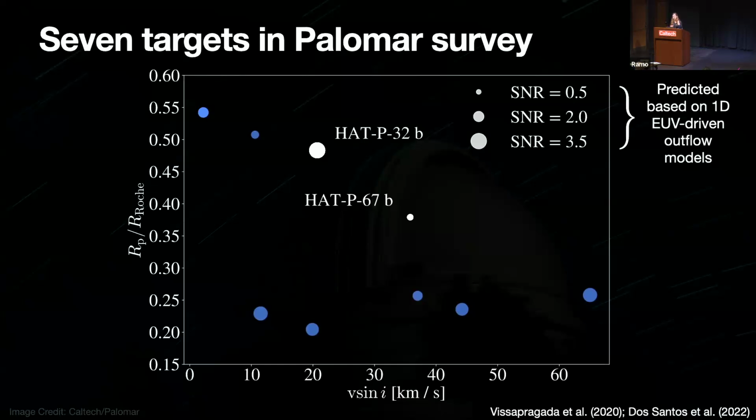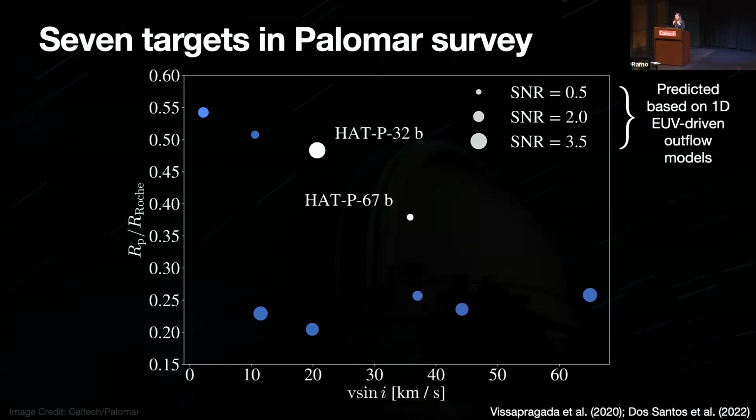We did this with 1D EUV-driven photoevaporation models. Those can be a bit problematic. I'm not going to go into the details of that. Happy to talk about that later. Basically, just note that the point size here is proportional to their signal to noise, or their outflow strength or mass loss rate. And for reference, I'm showing HAT-P-32b and HAT-P-67b here, the two systems with the detection. They're not part of our survey, although I would like them to be.